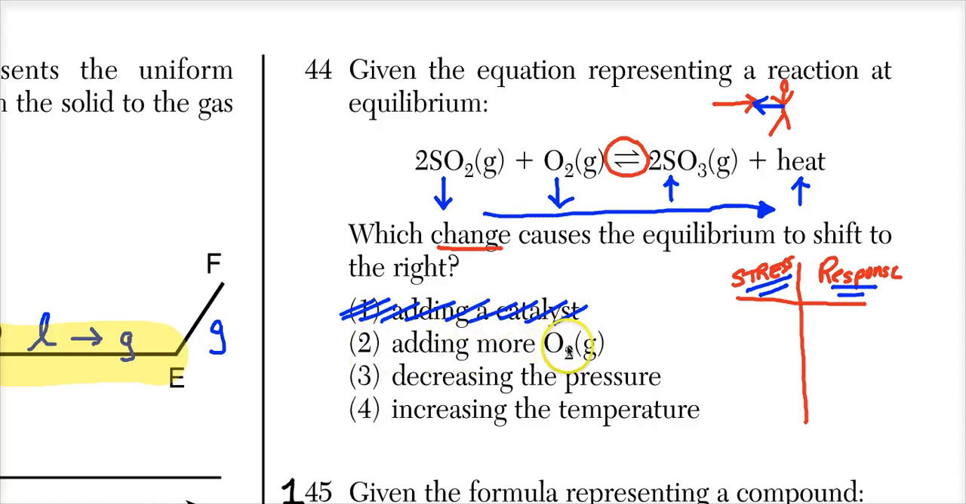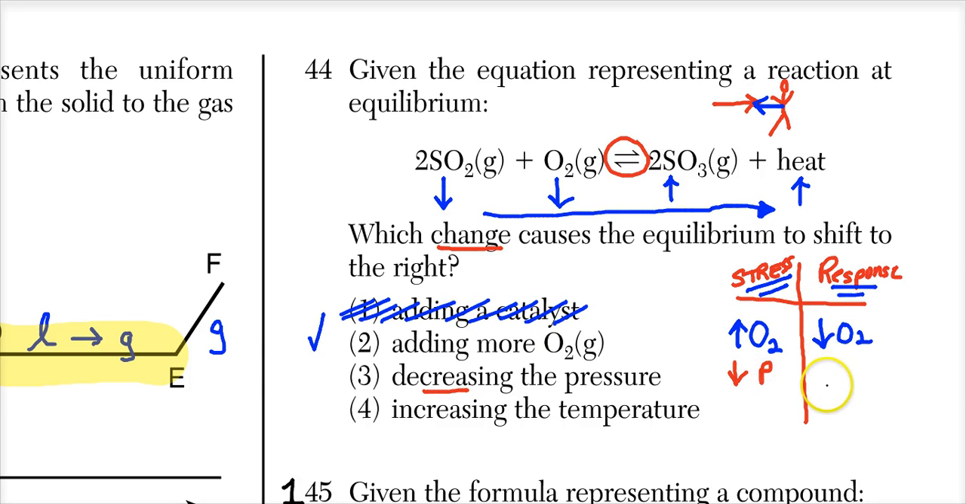Now adding more O2. So if I was to increase the O2, that's what we do. The response by the reaction to regain its balance is going to lower the O2. Is this shifting to the right, lowering O2? Yeah, it is. By shifting to the right, you're saying we're favoring the forward reaction and more products are going to be made and O2 is going to decrease. So that's your answer. To make sure it's your answer, let's look at the other choices. If you decrease the pressure, there's another stress, decreasing the pressure.